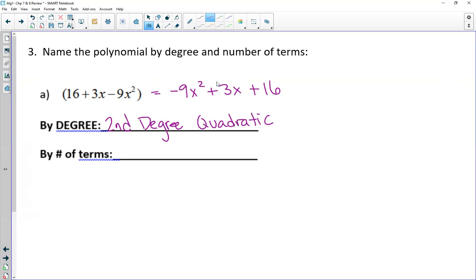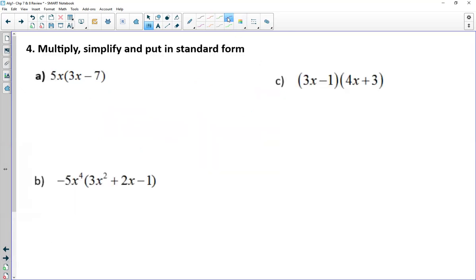Now, when we're talking about number of terms, there is 1, 2, 3 terms, which we call a trinomial. Just like a tricycle, it has 3 parts. From here, we're going to multiply and then simplify.